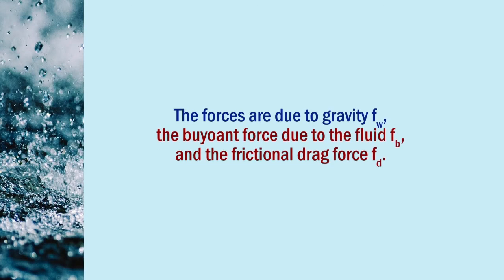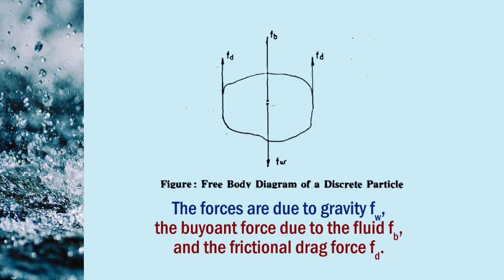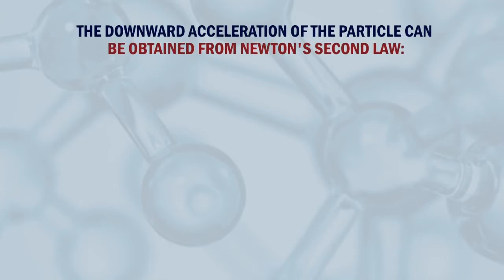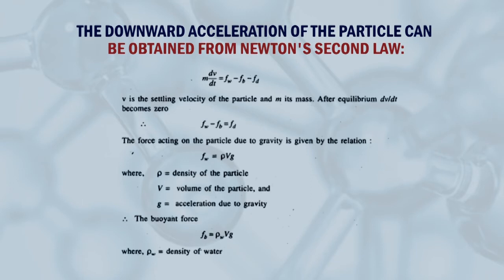Here is the picture of the free body diagram of a discrete particle which is going to settle in the settling basin. The forces are due to gravity, the buoyancy force due to the fluid, and the frictional drag force. The downward acceleration of the particle can be obtained from Newton's second law. This is m dv/dt equals Fw minus Fb minus Fd. Here v is the settling velocity of the particle and m is its mass.